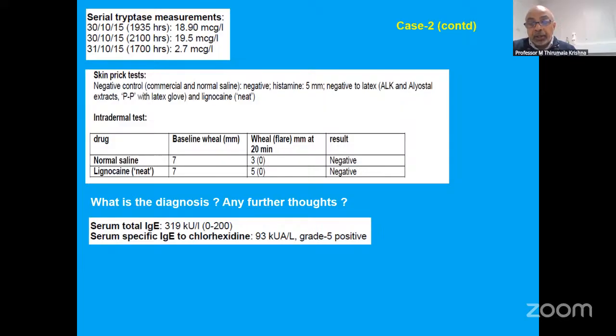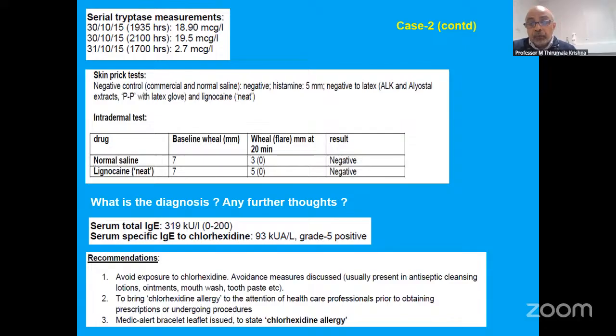The reason I say chlorhexidine is because chlorhexidine is present in the Instillagel. Instillagel contains lignocaine and chlorhexidine, and it is often a hidden allergen that is ignored. It's really important not to miss this diagnosis. So what did we do here? We counseled the patient regarding chlorhexidine allergy. We highlighted where chlorhexidine is present, like lotions, ointments, mouthwash, toothpaste, etc.